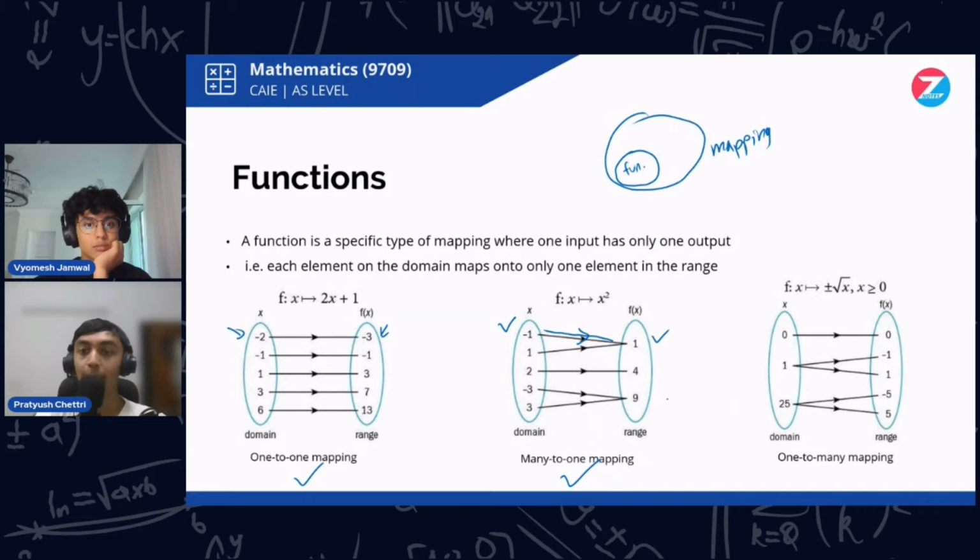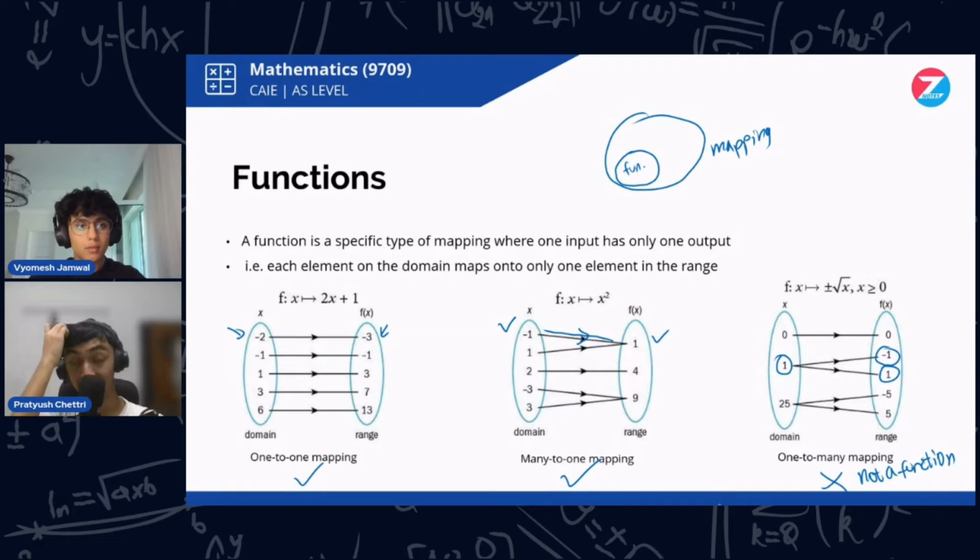However, a one-to-many mapping is not a function. This is because the rule says that each input has to map onto one output, but here, one input maps onto two outputs, such as in this square root, because of the plus minus. So this is not a function. This comes in handy later, so keep these types of mapping in mind.